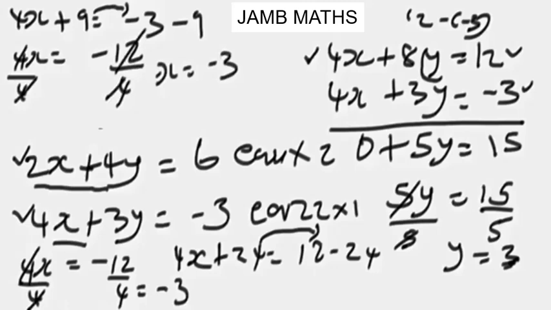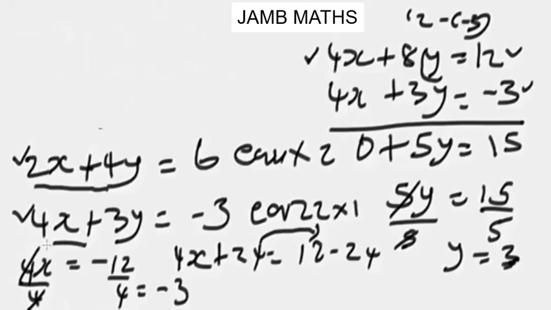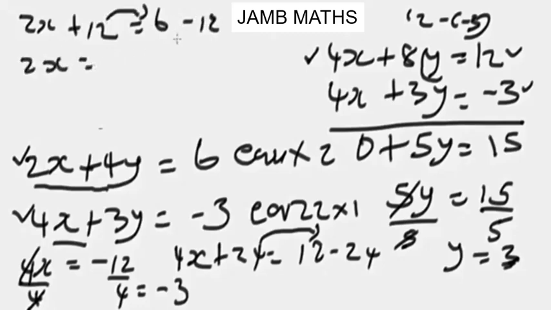Alright, now let's take the first equation. Let's wipe up. Okay, so for the first equation, we have 2x plus 4y equals 6. When you plug in the value of y, you're going to have 2x plus 4 times 3, which gives us 12, equals 6. So this 12 crosses the equality sign and changes to negative. Alright, so you're going to have 2x equals 6 minus 12, which gives us negative 6. Divide both sides by 2. Our x will still be negative 3.